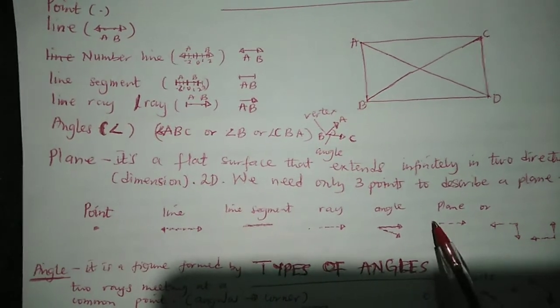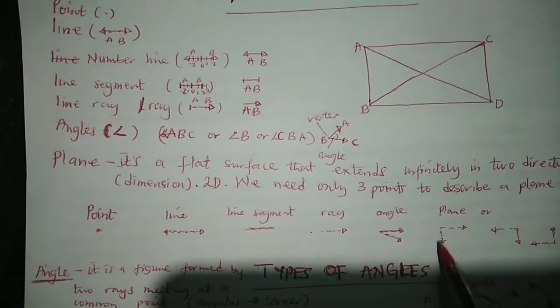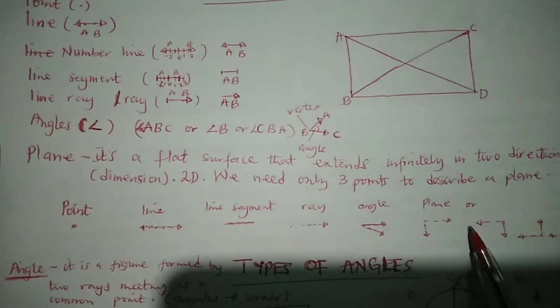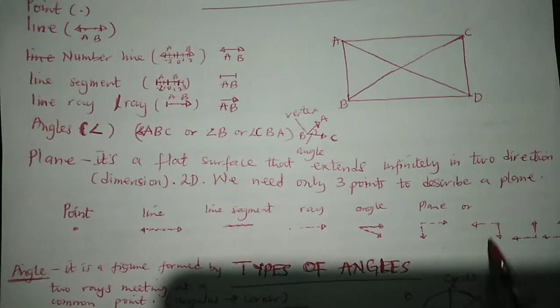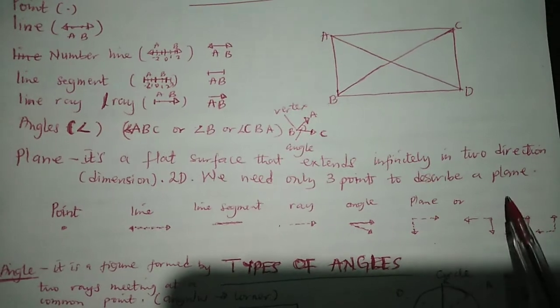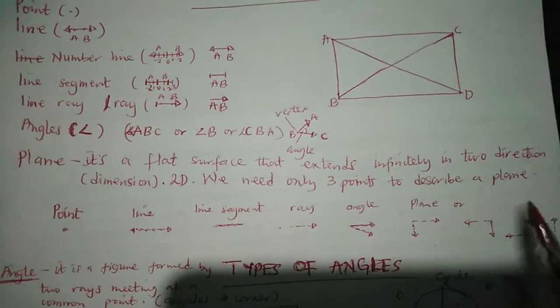The plane has the dimensions: horizontal direction and the vertical dimension.